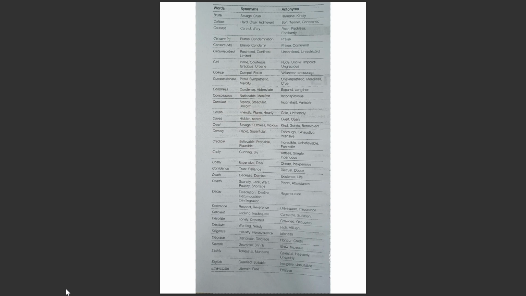The next word, which is the letter E, is earthly. Earthly is related to the earth, to the surface of earth, and earthly means terrestrial, mundane. Mundane means boring, so I don't really know why earthly का synonym is mundane. So the synonym of earthly would be terrestrial, ज़मीन पे. And celestial means heavenly. आसमान में जो होता है उसको celestial बोलते हैं.